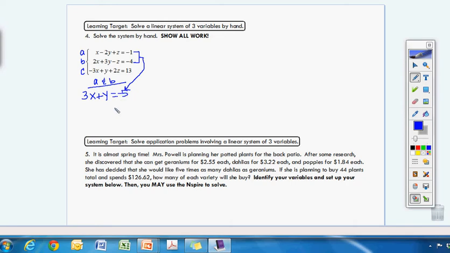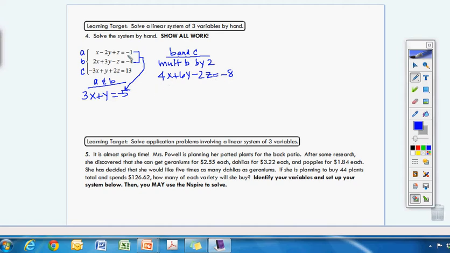Then I need to try and figure out another easy way to eliminate z, and what equation might be the easiest to look at. So now I have a negative z and a positive z, so I'm going to take a look at B and C. But what I do need to do is multiply B by 2. I'm going to multiply every single term by 2. So 4x plus 6y minus 2z equals negative 8.